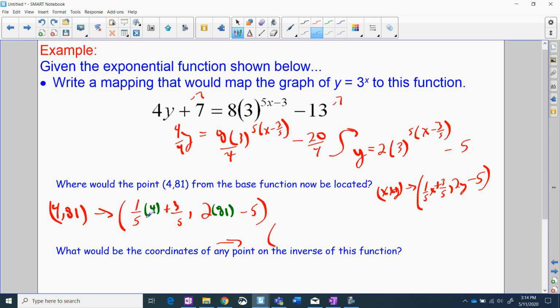This is 4/5 plus 3/5. So 7/5 would be the x value. The y value is going to be 162, subtract 5, 157.